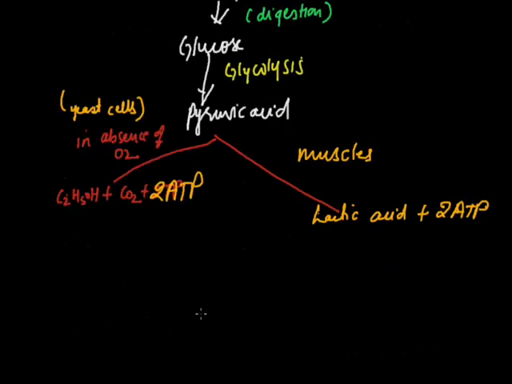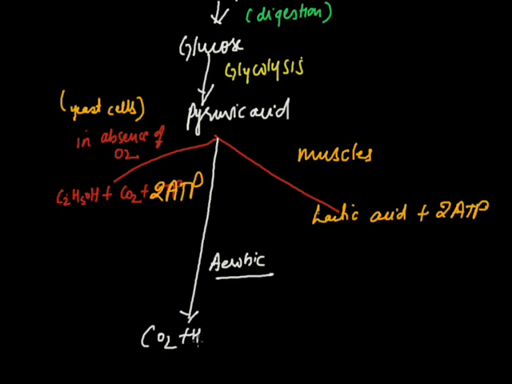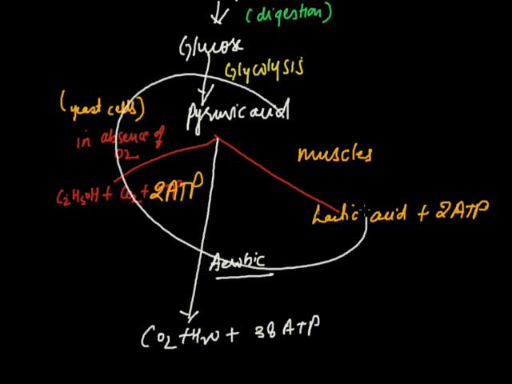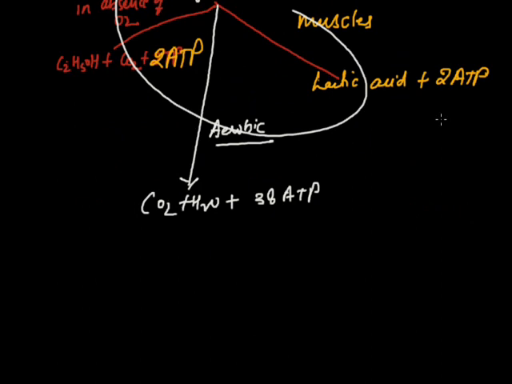If it is a case of aerobic respiration, then what will happen, children? In aerobic respiration, this pyruvic acid will completely get converted into carbon dioxide and water, and ultimately 38 ATP molecules are produced. Now this was the diagrammatic representation of the main two steps of cellular respiration.